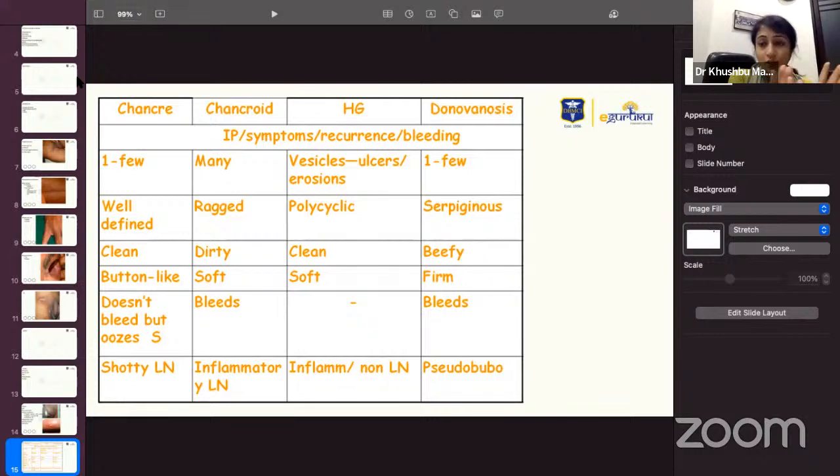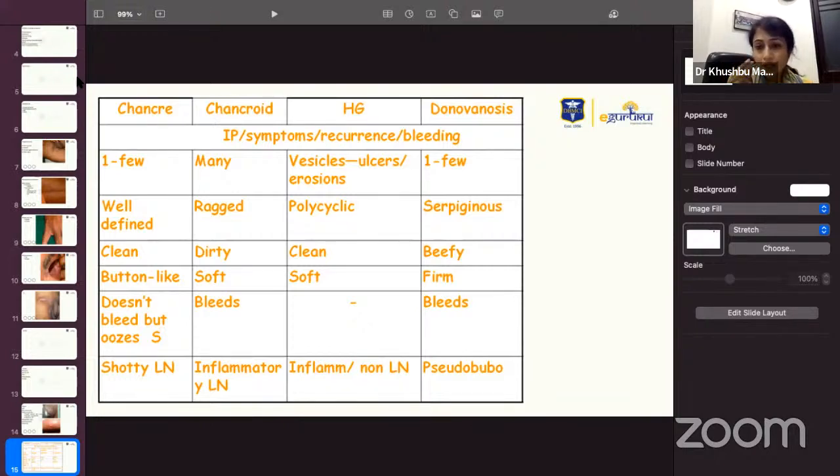When we're talking about chancre, for your purpose, consider it as a single ulcer, and for chancroid, consider it as few. A chancre is always syphilis. Chancre is single, well-defined, clean, button-like, doesn't bleed with shortening. All these features are characteristic of a chancre. So they may give you single, painless, well-defined, clean, and they tell you button-like sometimes. Button-like because there is induration.